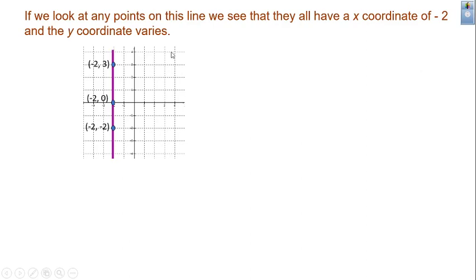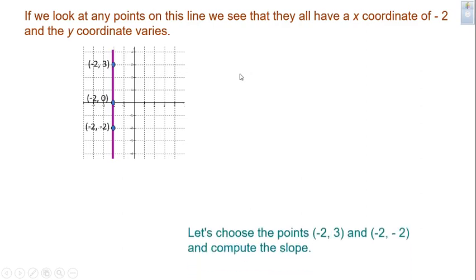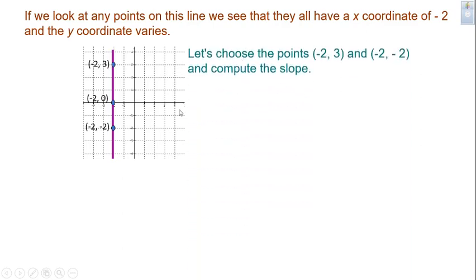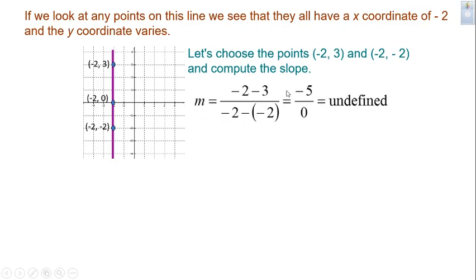Here's another one. This, of course, is a vertical line, which means the x-coordinates do not change. X equals -2 in this point, -2 in this point, -2 in this point. The slope then will be rise over run. The problem here is even though we're rising, we're not changing x values. There's 0 run.